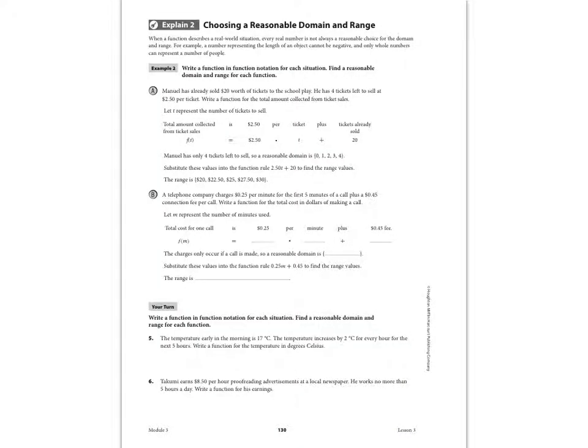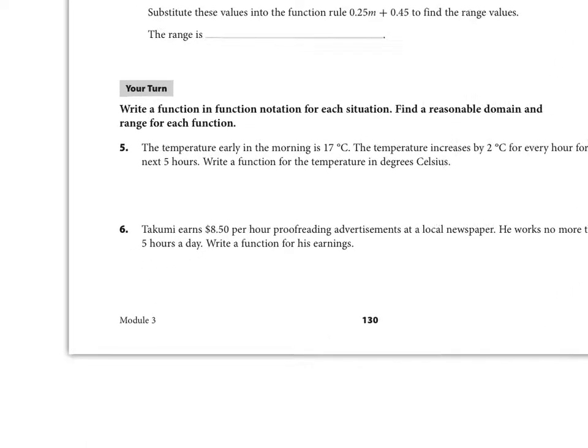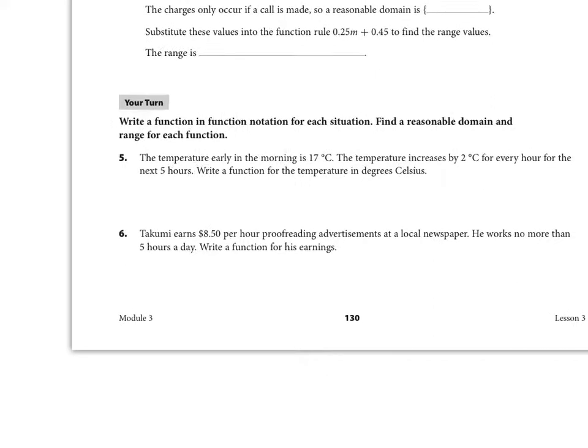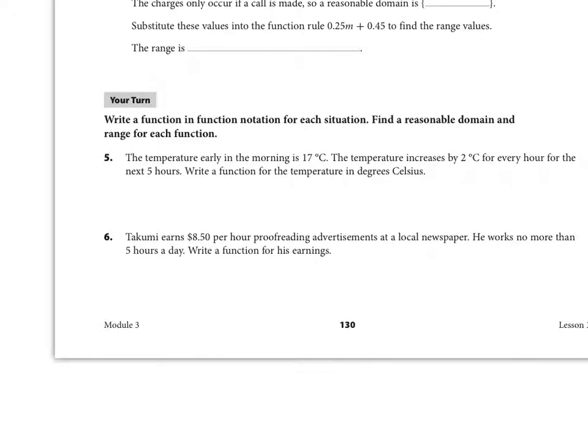Okay, page 130, the last type of example that we have for this lesson. You'll want to know how to write a function in function notation and then find a reasonable domain and range for each function. So we're still practicing writing these out. Number 5, the temperature early in the morning is 17 degrees Celsius. The temperature increases by 2 degrees Celsius for every hour for the next 5 hours. Write a function for the temperature in degrees Celsius.